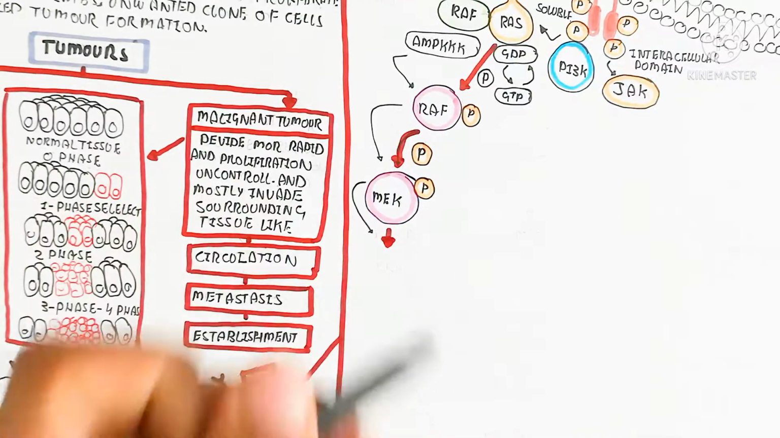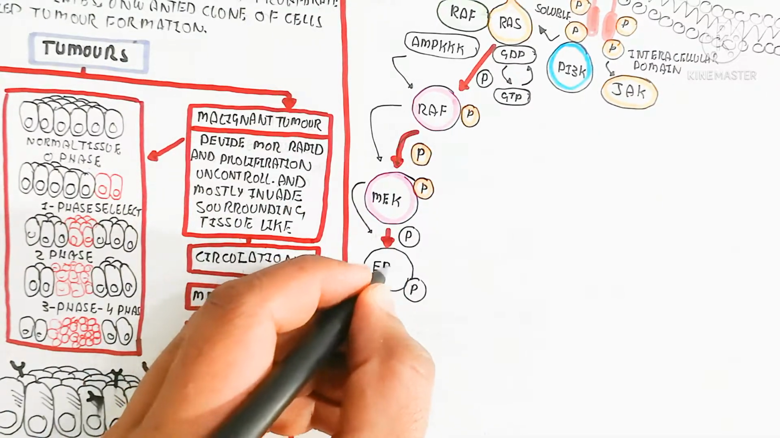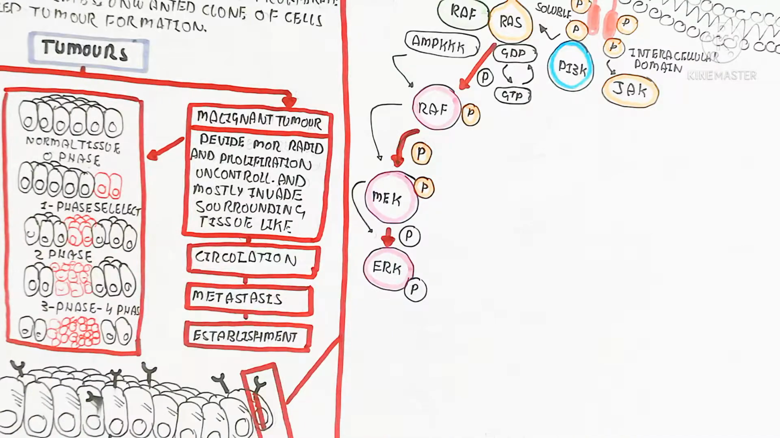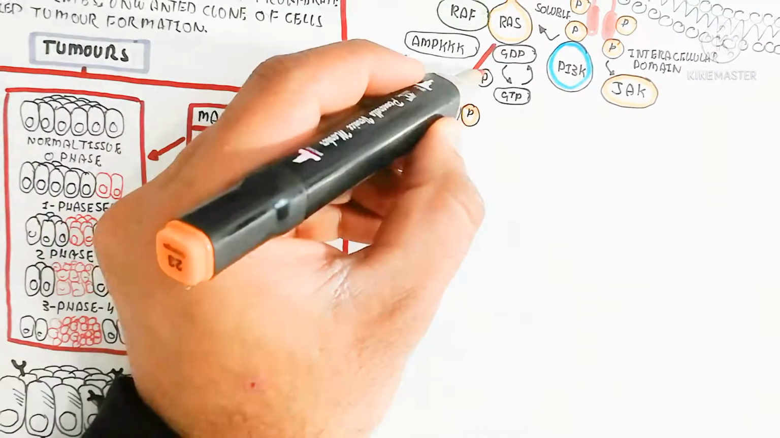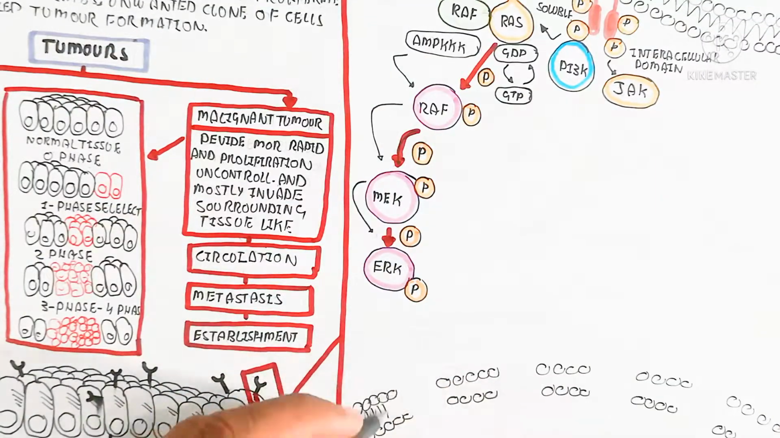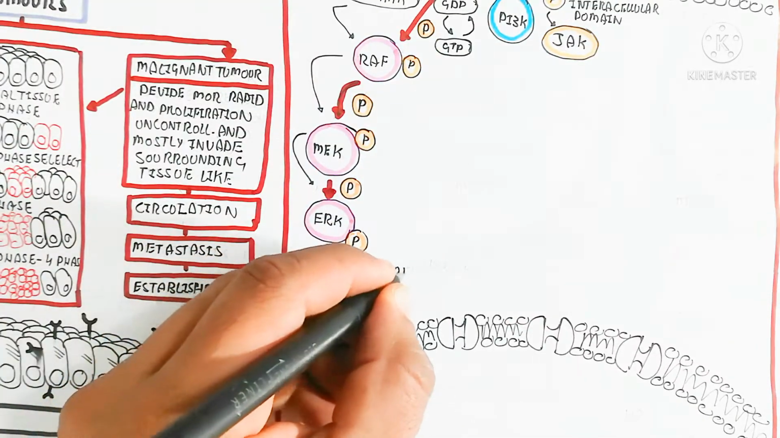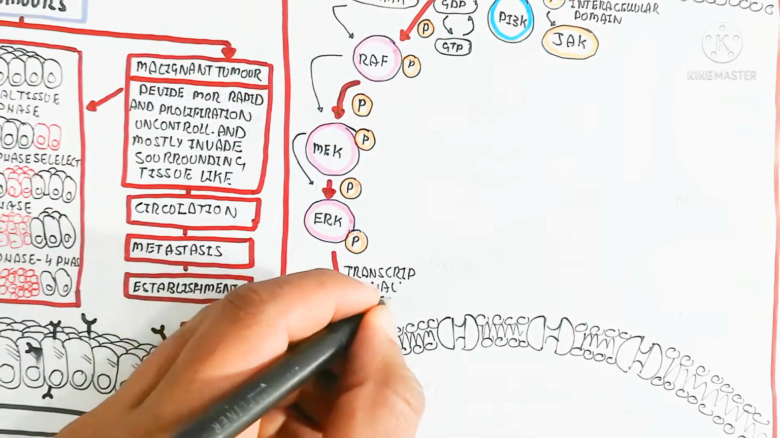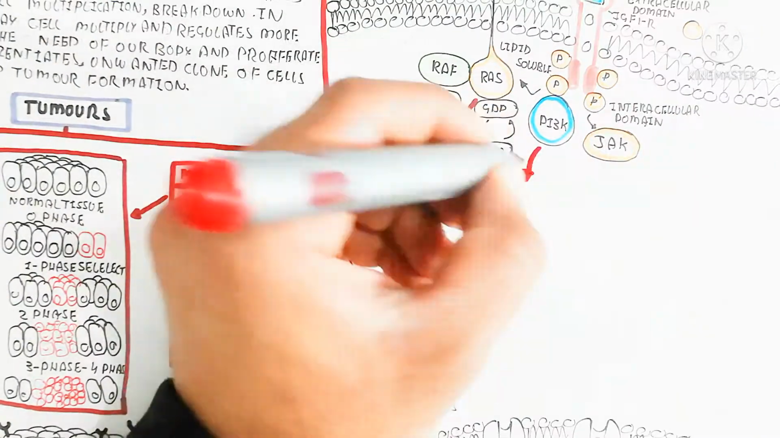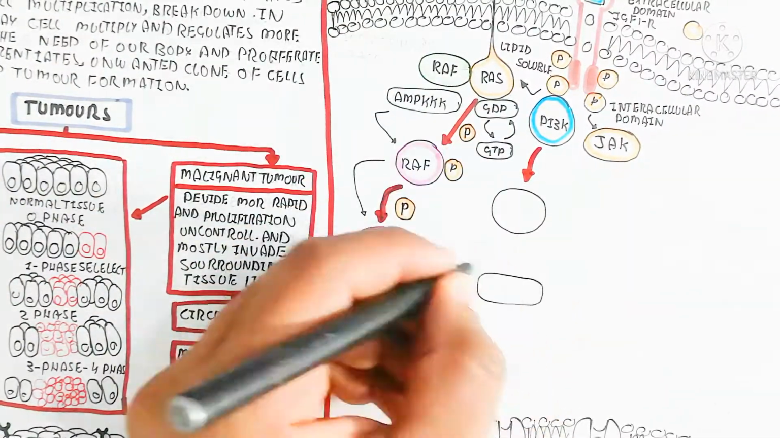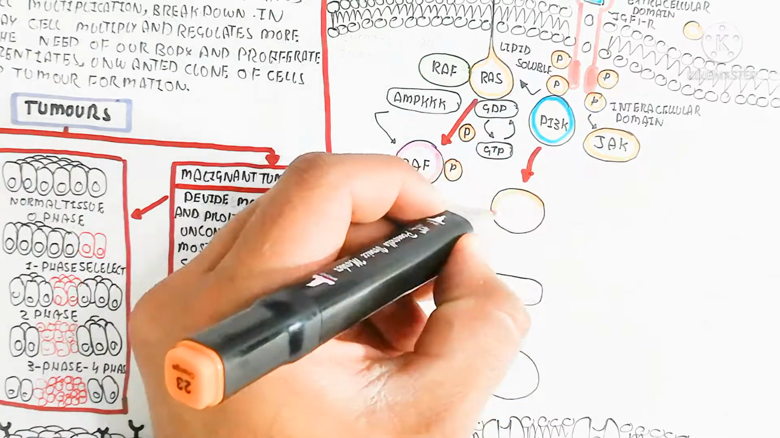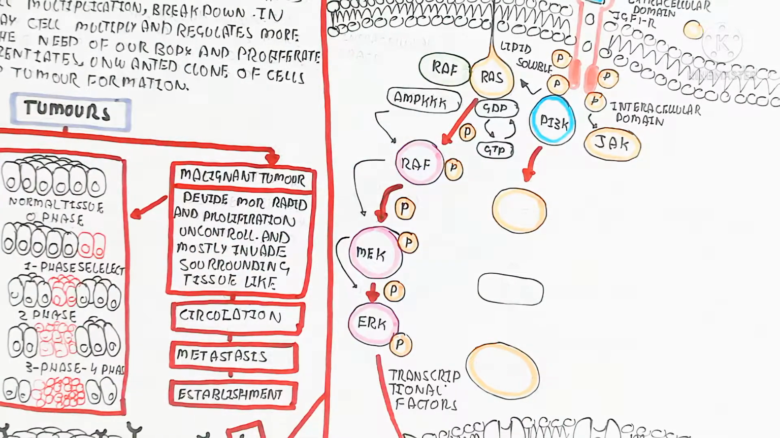This RAF is activated after the activation of the RAS by GTP, and the RAF will phosphorylate and activate the mitogen-activated protein kinase kinase kinase pathway, which will lead to stimulation and phosphorylation of the RAF to MEK, mitogen-activated protein kinase, and after that the ERK protein kinase, which will lead to becoming a transcriptional factor.